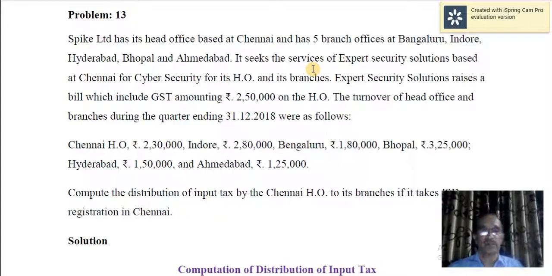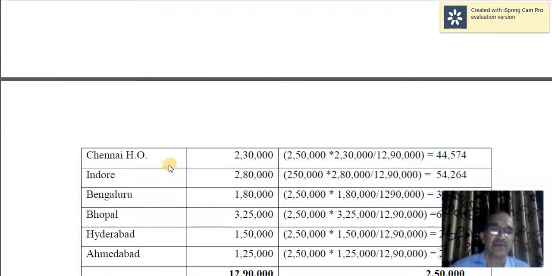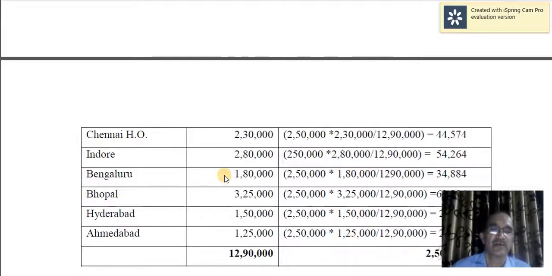So you have to compute the turnover. So turnover is given. So just look at the calculation here. Say Chennai 2,30,000, Indore 2,80,000, Bangalore 1,80,000, Bhopal 3,25,000. Like that, turnover of different branches and head office are given.